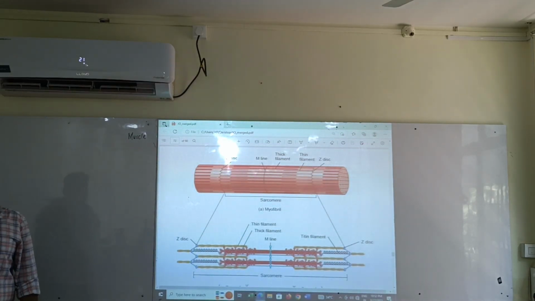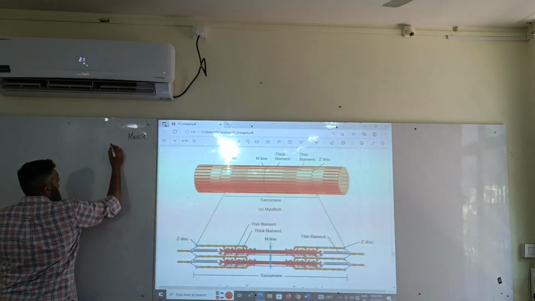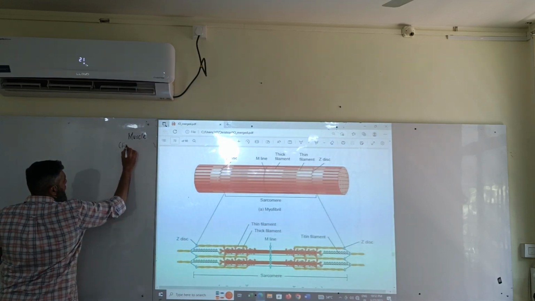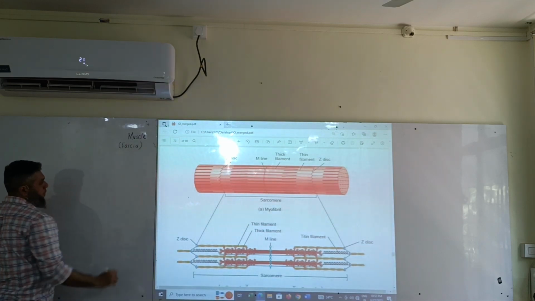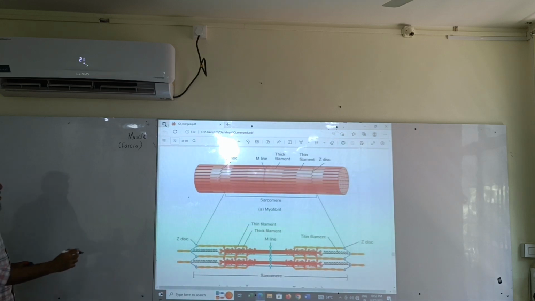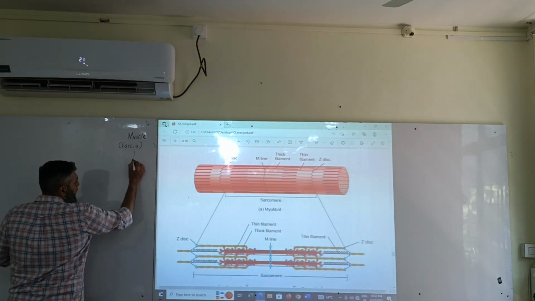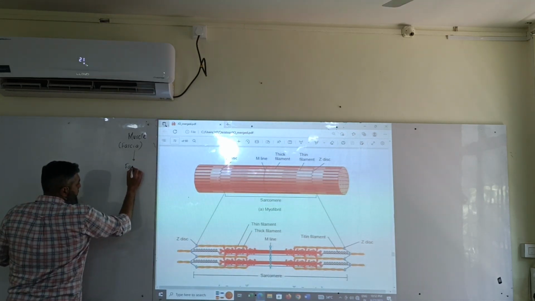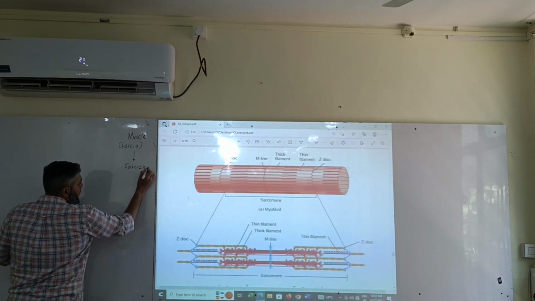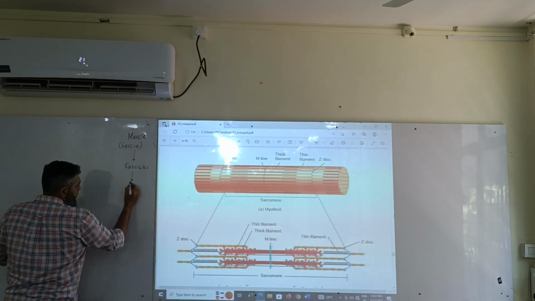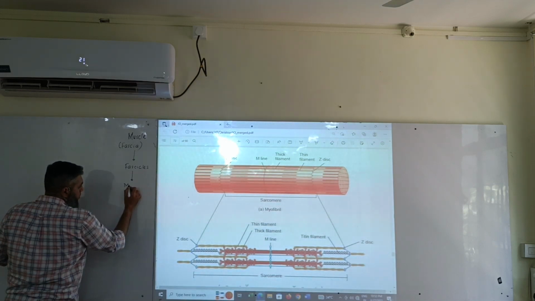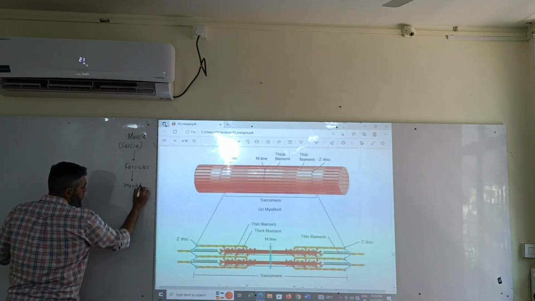The whole muscle is covered by a collagenous tissue. What is it covered by? You remember that? Which is called the fascia. And inside there are many bundles which are called fascicles, which are made up of muscle cells. What are muscle cells called? It is called a muscle fiber.